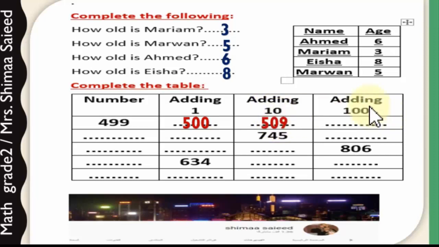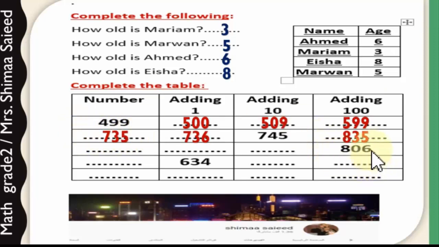What about adding 100? Increase the value of hundreds place by 1. So 4 becomes 5. So the number here is 599. Here we have 745. When we subtract 10, the number is 735. And when we add 1 to 735, we get 736. When we add 100 to 735, we have 835.